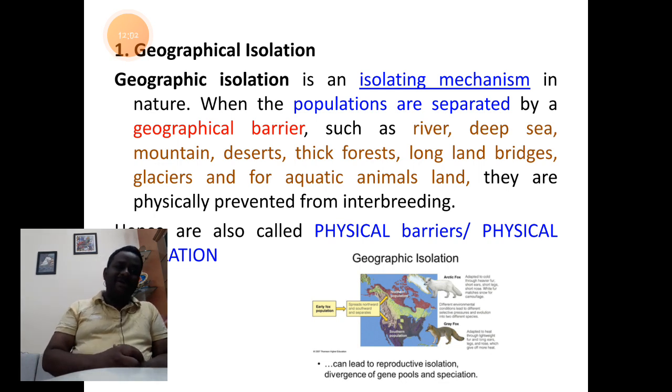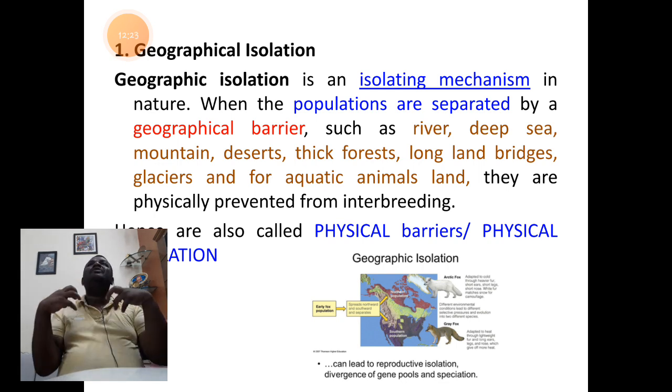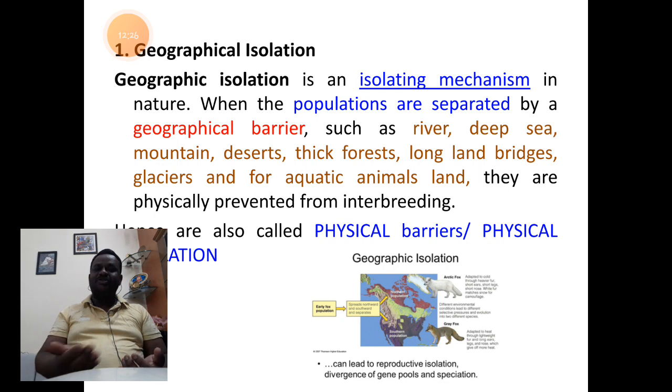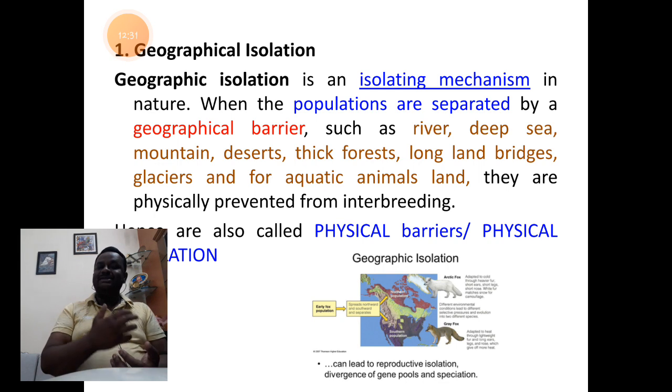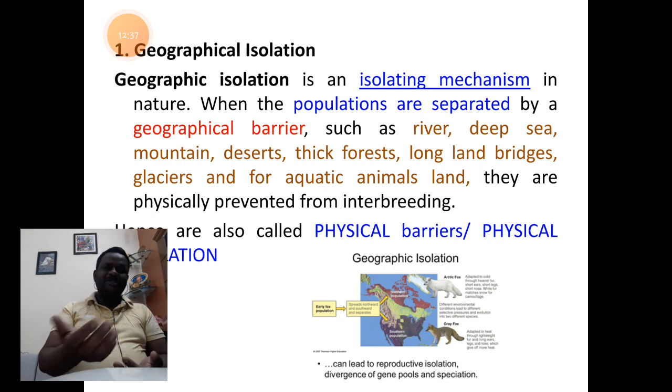Hence, the barriers are called physical barriers, and this type of geographical isolation can also be called physical isolation. So what's the other name for geographical isolation? Physical isolation. Why do we call this physical isolation? Because geographical barriers or physical barriers are involved. Physical barriers are the barriers that we can see, like river, deep sea, mountain, deserts, thick forests, long bridges, glacier mountains, and even a very vast land. And hence we call it physical isolation.